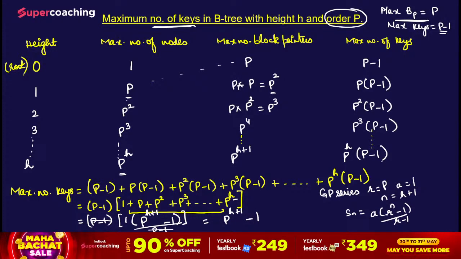And we know that height is nothing but one less than the level. If you are asked in terms of level, you don't need to do anything special, simply follow this approach. Height is always one less than the level. So if you are asked with level, then just substitute the value here. So h is L minus 1, giving P raised to power L minus 1 plus 1 minus 1, which comes out to be P raised to power L minus 1. This is with level 1.